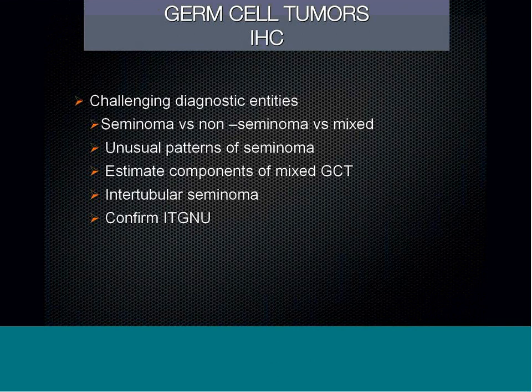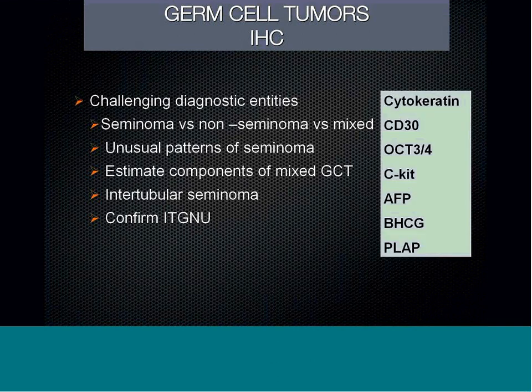Again, in a sneaky pattern of intratubular seminoma where you can only see a few nests of seminoma cells in between tubules, it's also very helpful. And if you're trying to confirm the presence of intratubular germ cell neoplasia on a case where you have only limited amounts of tissue, it's also helpful. The panel that is commonly used includes cytokeratin, CD30, c-KIT, alpha-fetoprotein, beta-HCG, and PLAP.